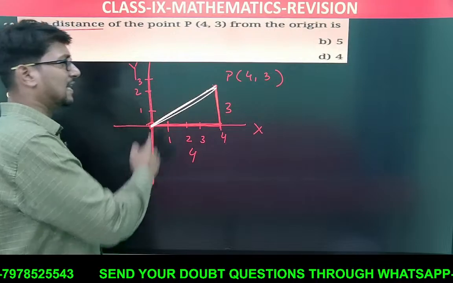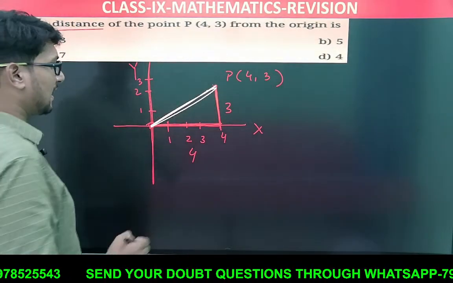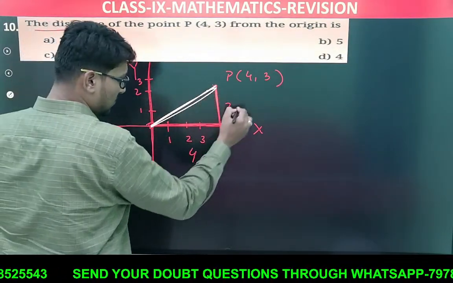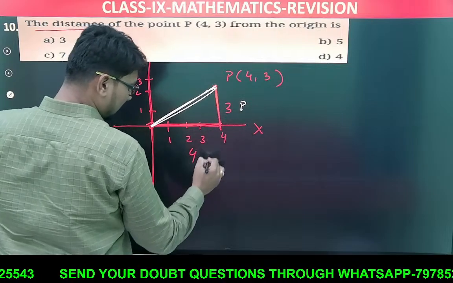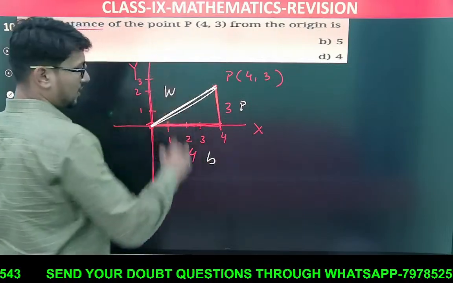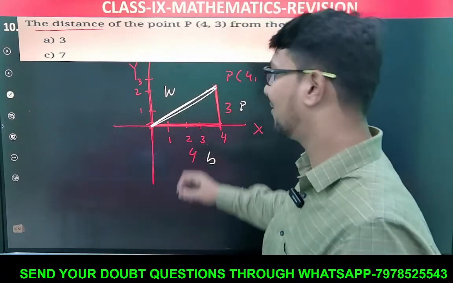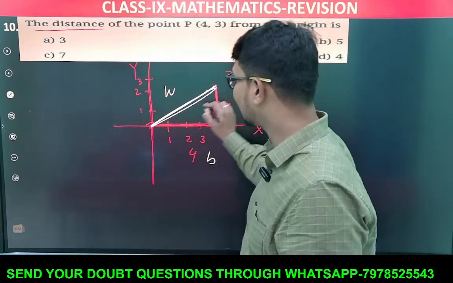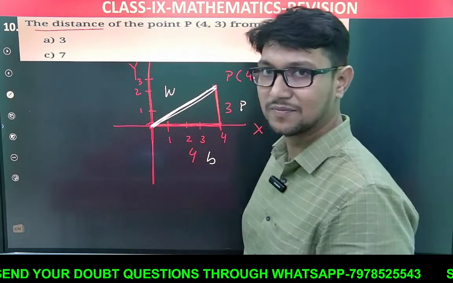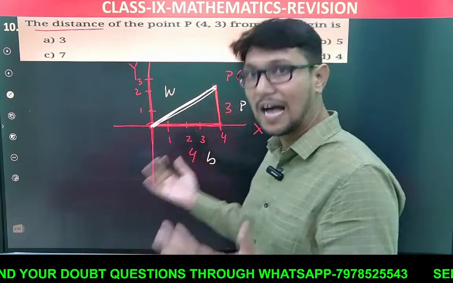It is a right angle triangle. In this right angle triangle, you know this is the perpendicular, this is the base, so this is the hypotenuse. If we find this hypotenuse, definitely we can calculate the distance of this point from the origin, right? Okay, so how do we have to find it?